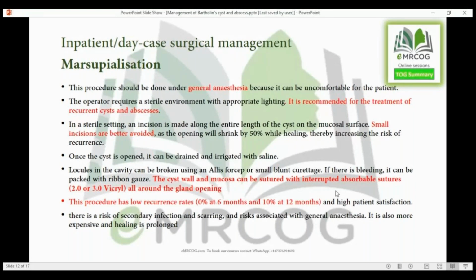So in case of marsupialization, the idea is what? The idea is to open the cyst or the abscess and clean it, of course, and destroy the locules if we are talking about the abscess. Then we are going to hold the cyst wall or the abscess wall and suture it with the healthy tissue outside the cyst.